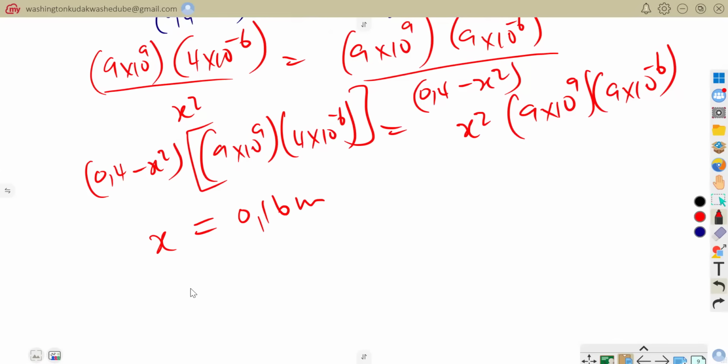So that is the distance between what? That is the distance between A and the point charge, which is 0.16 meters. So now let's go to question number what? Question number 7.